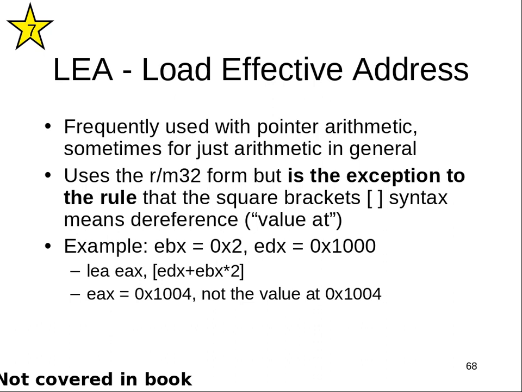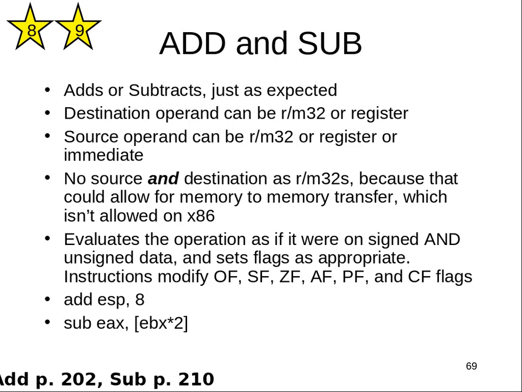All right, let's see. Yes, pointer arithmetic. Do we get an example? It uses the form, but is the exception to the rule that the square brackets mean dereference value. All right, you know what? Ignore this instruction, because this is only going to confuse you. Let's go to add and subtraction.